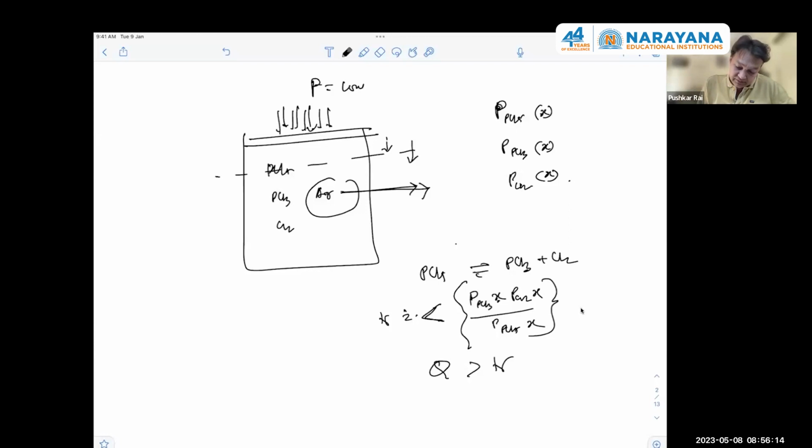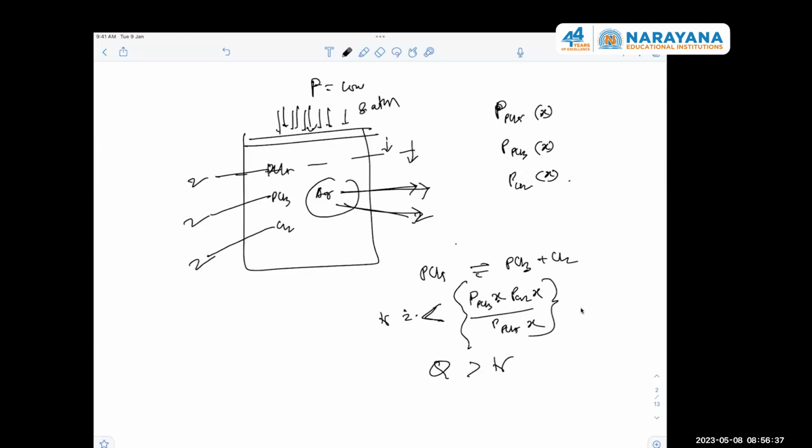Suppose 2 atm pressure is there, 2 atm pressure is there, 2 atm pressure is there. Argon is 2 atm. Now total pressure is what? Total pressure is maintained at 8 atm. Got it? Now what is happening? If you are removing argon and keeping the pressure constant, how can you keep the pressure constant while removing argon? Only by taking this piston down.